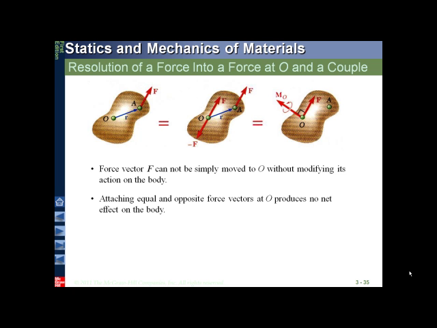But how we can look at that then is, if we take the force F at point O, you can see the negative F and the original F form a couple. So from the left-hand illustration to the right-hand illustration, we can take that original system on the left and create an equivalent system as shown on the right. Sometimes that'll be advantageous for us. So they're just showing you that concept there.